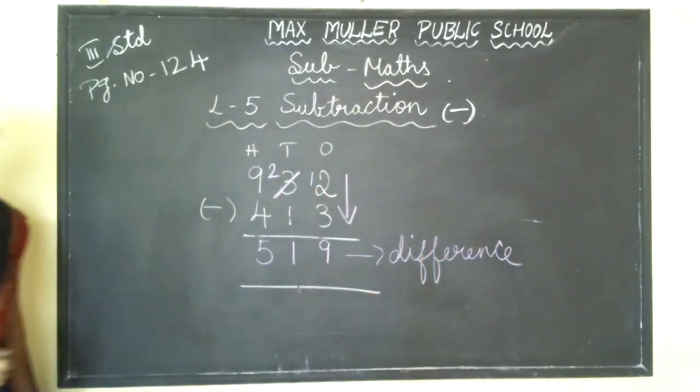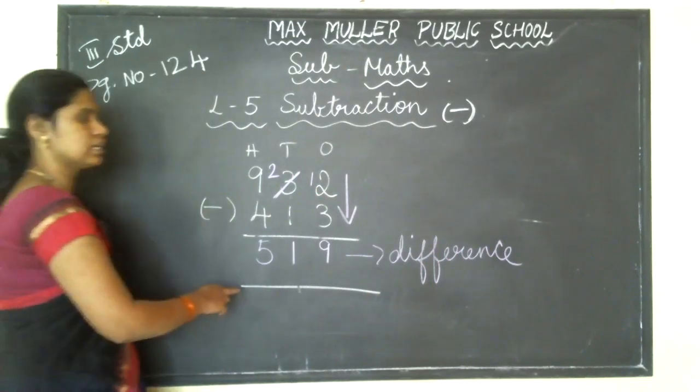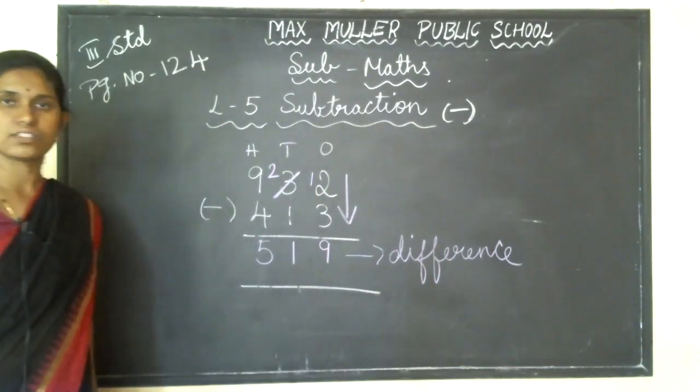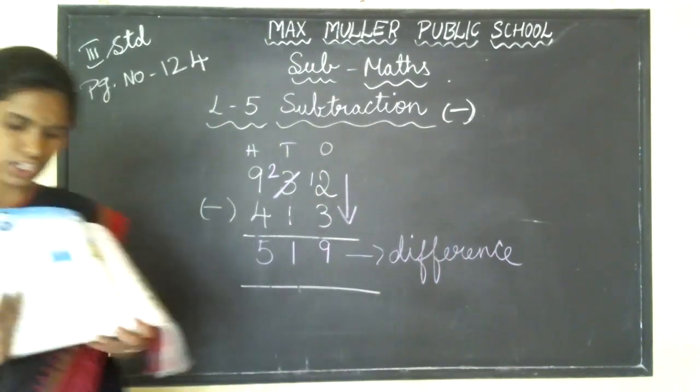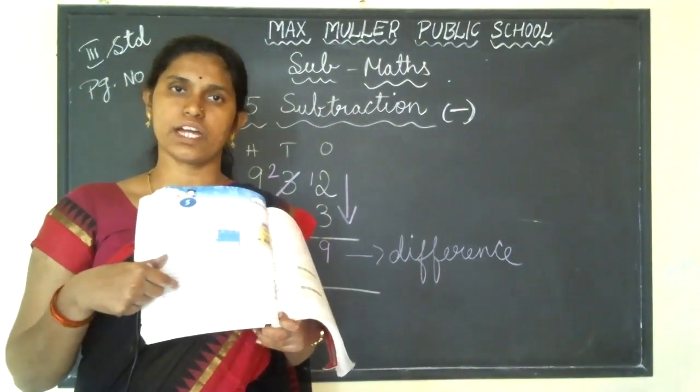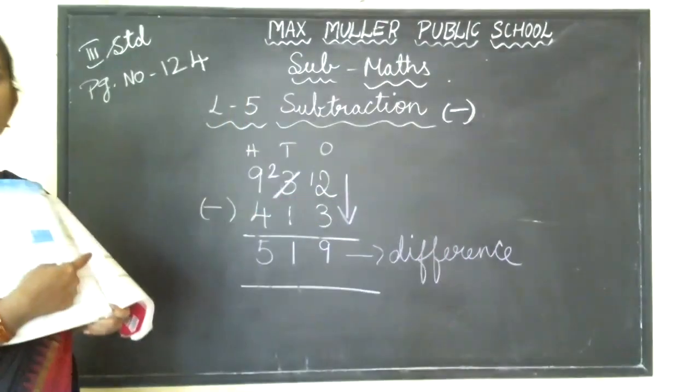What do we call the answer after subtracting? It is called the difference. Understood? That is the only explanation they have given here. After the class, you can read that one. Understood? All understood now, how to do this one?